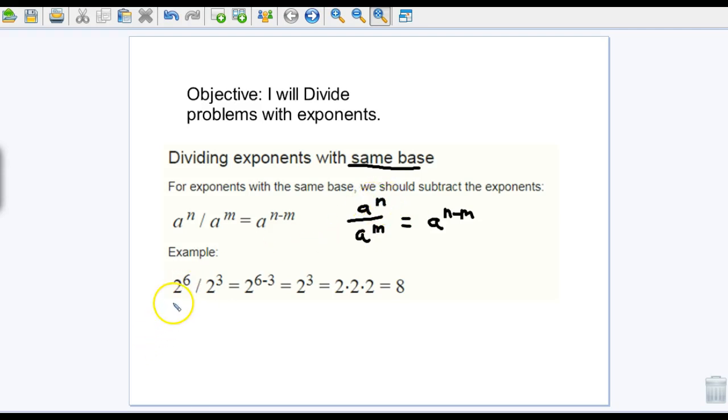Here we have it in numbers, and I'll write it the way you're going to see it here: 2 to the 6 over 2 to the 3. We're going to take our base, take our numerator exponent, and subtract the denominator exponent. So 6 minus 3 is 3. This becomes 2 to the third power, which is 2 times 2 times 2, which is equal to 4 times 2, which is 8.